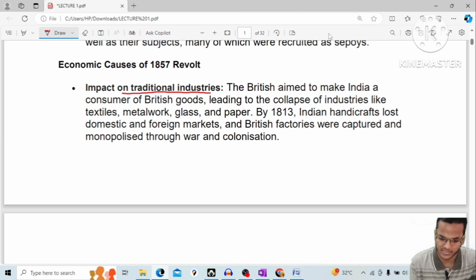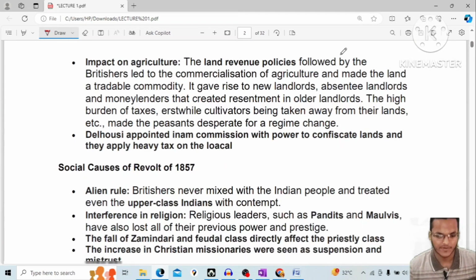So Indian handicrafts also lost the domestic market, क्योंकि मार्केट सारे ही ब्रिटिशर्स हमारे मार्केट को पूरी तरह कंट्रोल कर रहे थे, और ब्रिटिश इंग्लैंड से चीज़ों को लाकर हमारे मार्केट में दे रहे थे. तो it created a huge dissatisfaction. So the major markets were handicrafts, textiles, metal work, glass and paper.